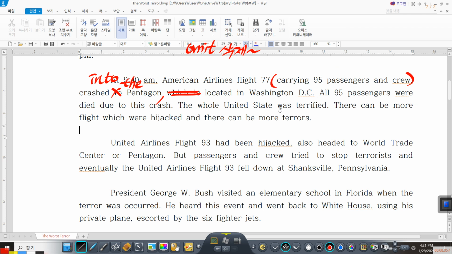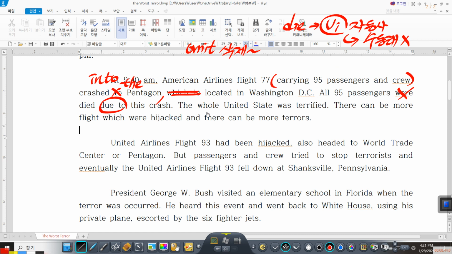All 95 passengers were died? What do you mean by that? Die is an intransitive verb. Intransitive verb means 자동사 in Korean. That means intransitive verbs cannot be passive voiced, like a no 수동태. You get it? Never. This is a huge mistake. So 95 passengers died, okay, due to this crash or in the crash.